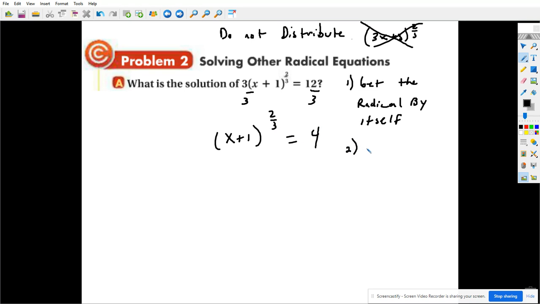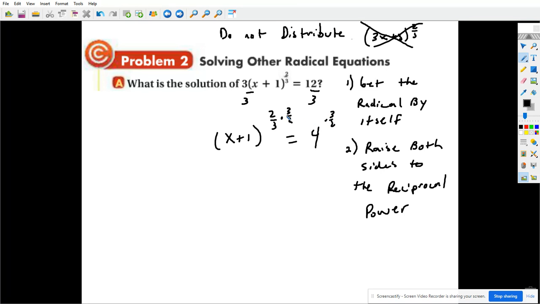So now I'm going to raise both sides to the reciprocal power. Okay, so I'm going to raise each side to the 3/2 power. On the left, again, the whole point of that is to get the exponent to cancel, and I'd be left with x plus 1. On the right, I've got to rewrite what this says.